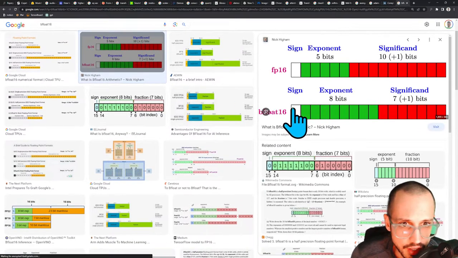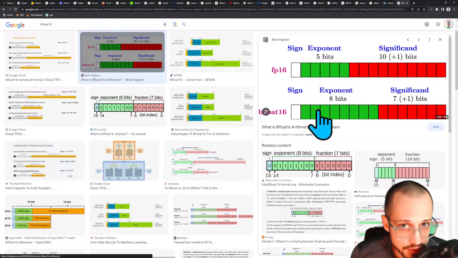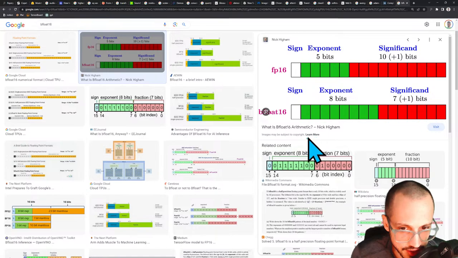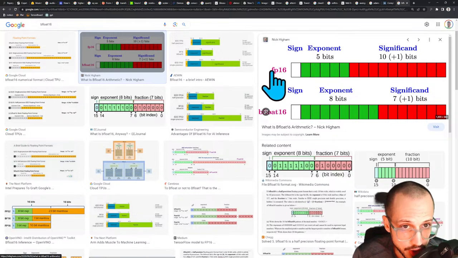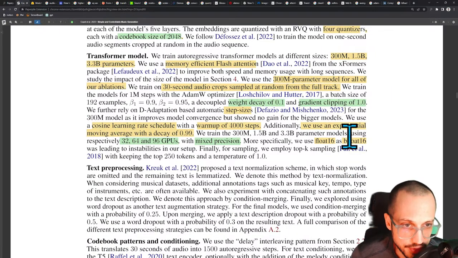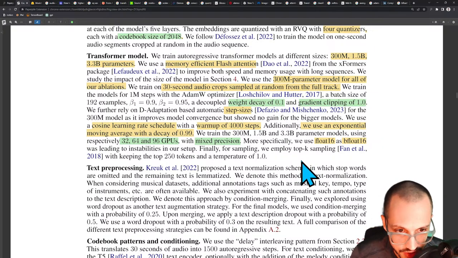So bfloat16 has more bits reserved for the exponent, which means that it can store numbers that are very big and very small with less precision, versus the normal floating point 16 has more bits in the actual digits rather than the exponent, which means it can store numbers to a higher precision, but it can't store really, really big or really, really small numbers. So bfloat16 is very popular for neural networks because you have these very, very small numbers, right? Like 0.00000001345, something like that.